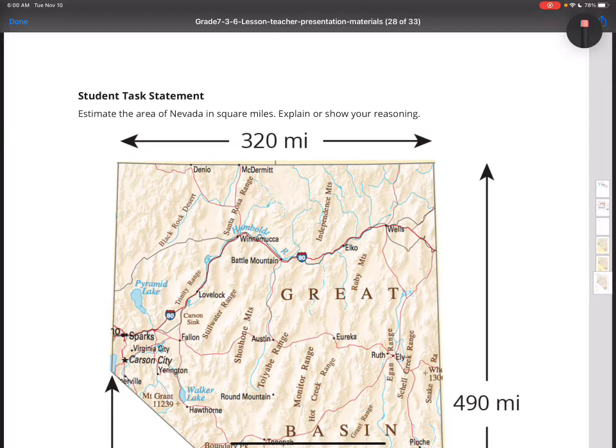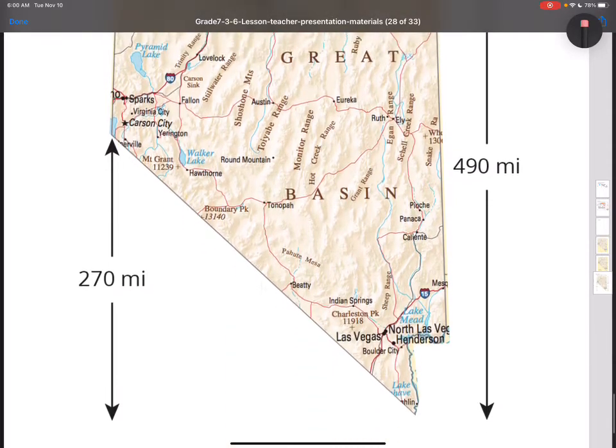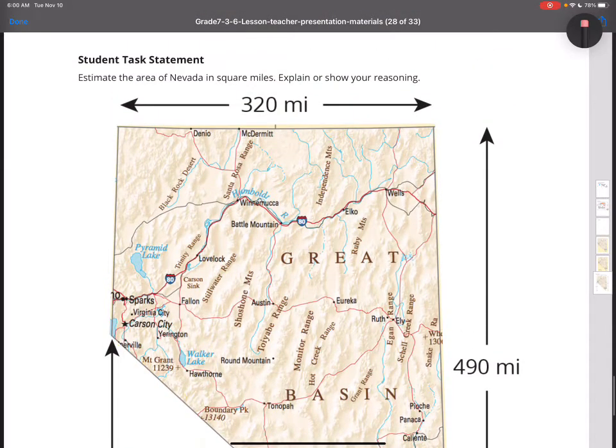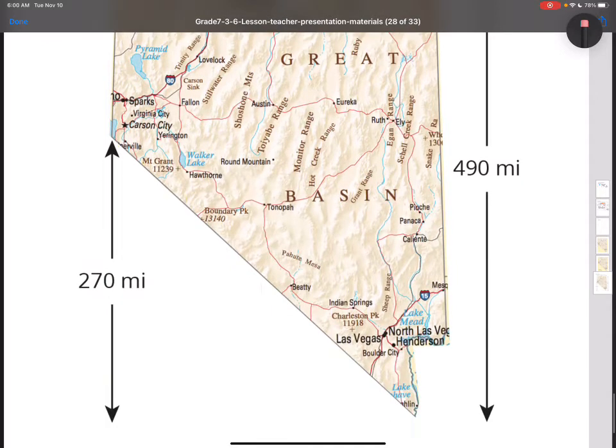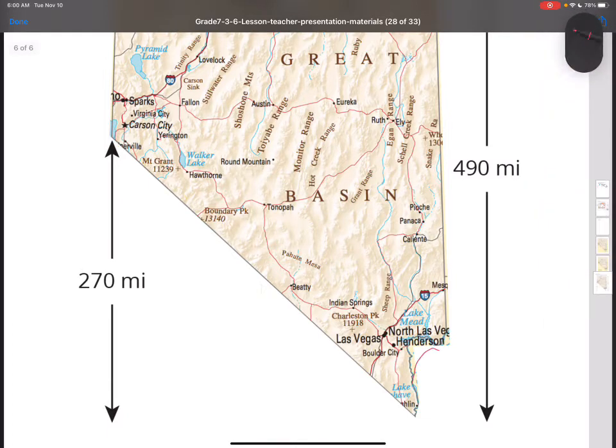All right, guys. So the next activity is called estimating the area of Nevada. When I look at this state, I see that it looks like a rectangle with a missing triangle piece. I also see a little smaller rectangle area that's missing, but we're not going to worry about that for now because we're only going to estimate this area.